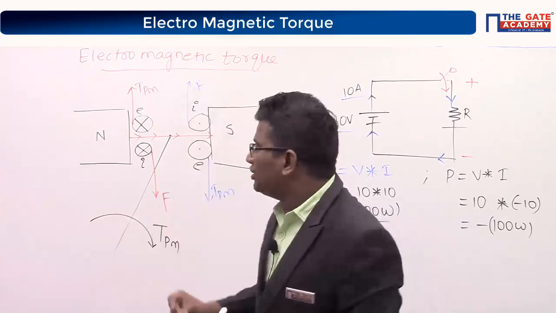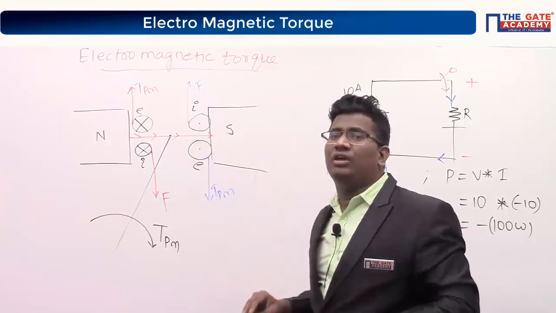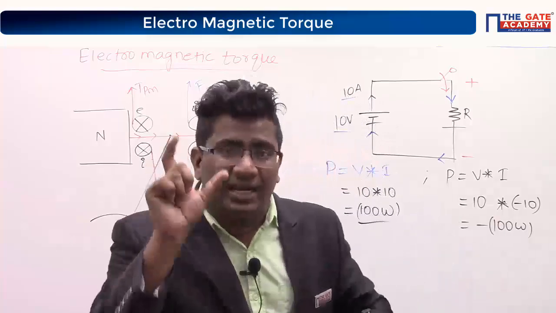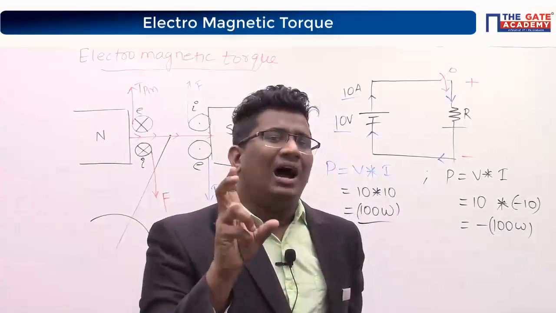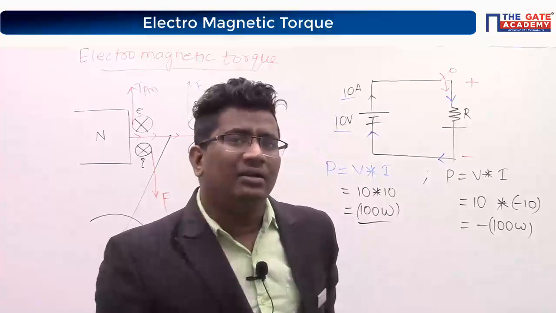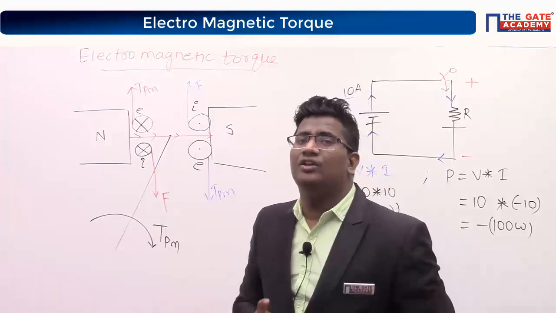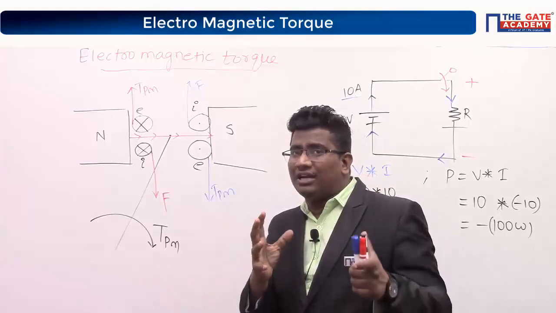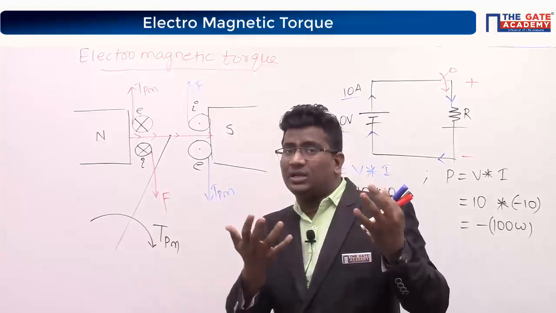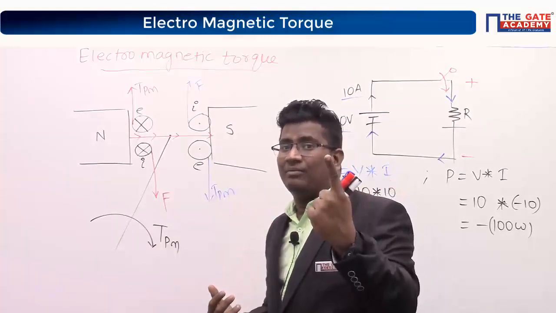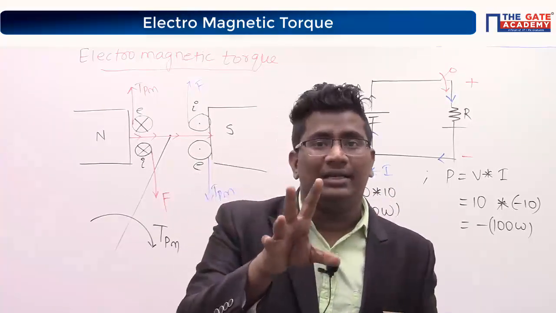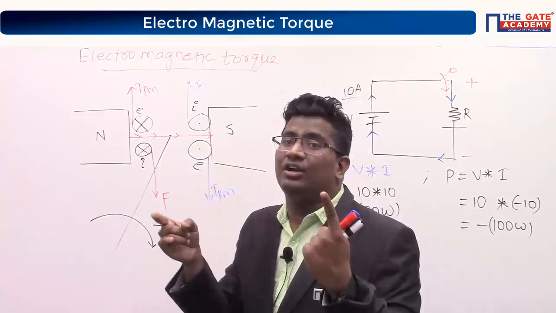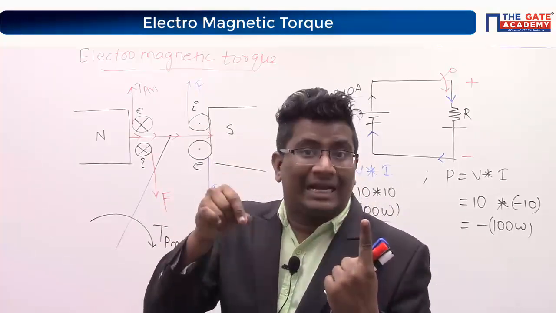Because of the load. Just remove the load. How many torques are acting on a single conductor? If you disconnect the load, observe clearly, please: only one torque, the prime mover torque. Another torque comes into the picture when the load is connected.